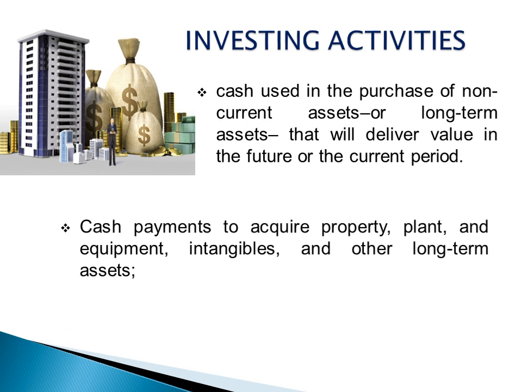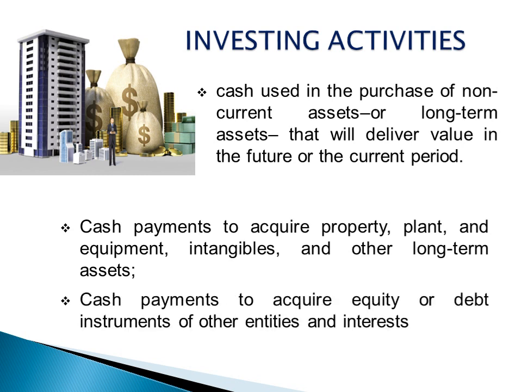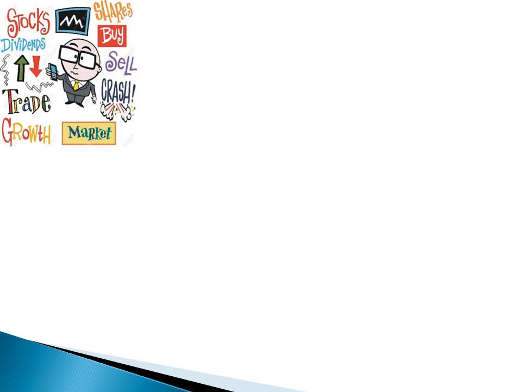Examples of these are cash payments to acquire property, plant and equipment, intangible and long-term assets. So these are our long-term or non-current assets. Then payments to acquire equity and debt instruments of other entities, because these would usually earn dividends. So these are the trading in stock that you hold for the long term.